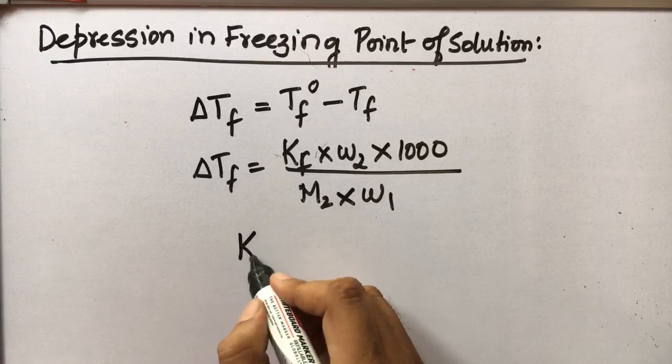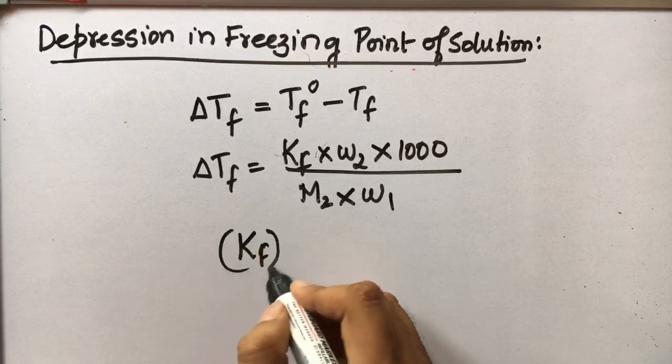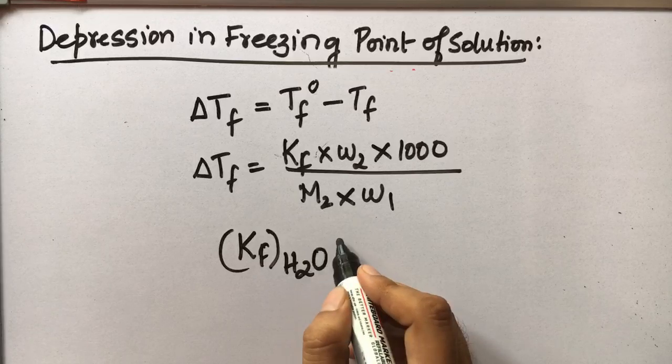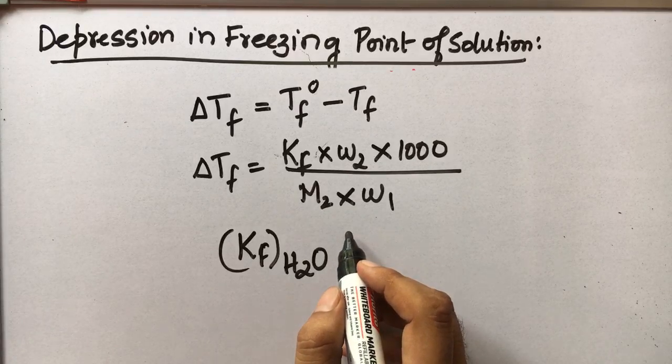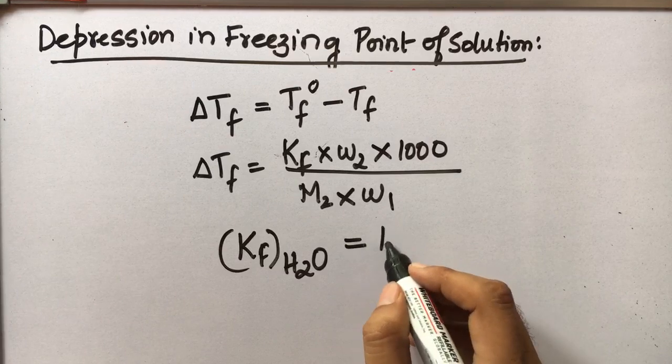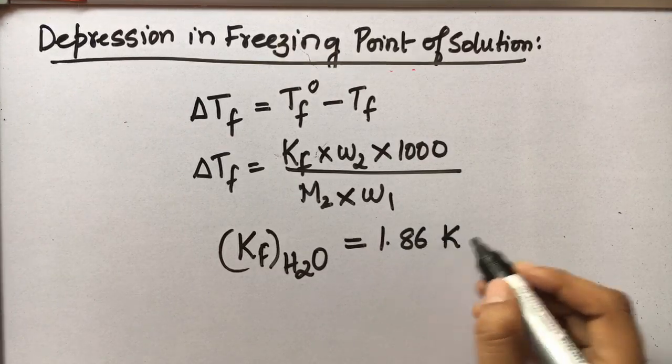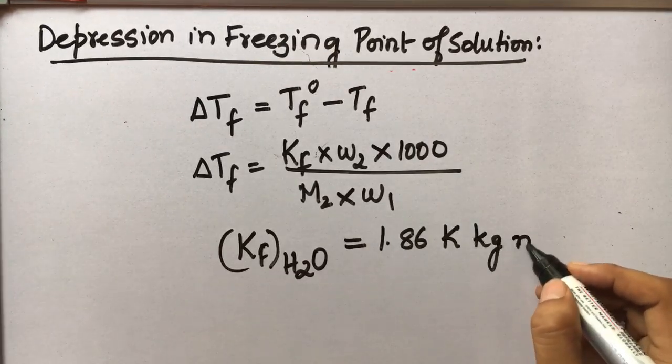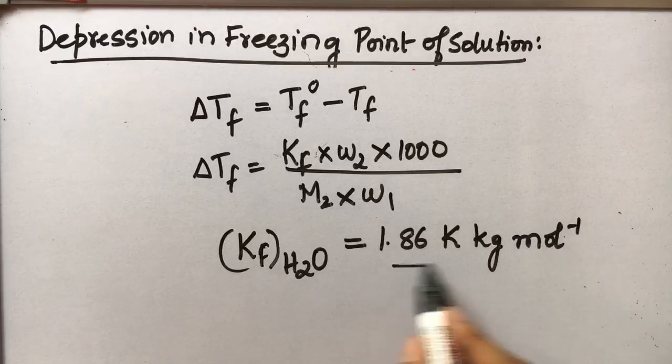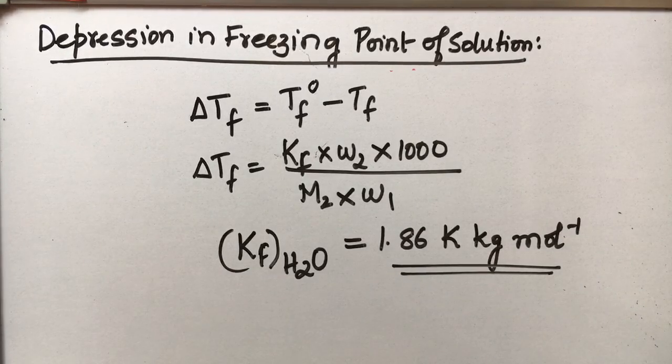Then Kf for water, you need to remember this value. Kf for water is 1.86 Kelvin kg per mole. So these are a few important things that you need to remember under depression in freezing point. Usually graphs are not asked; numericals based on these formulas would be asked. Okay, let us start solving the problems on this, students.